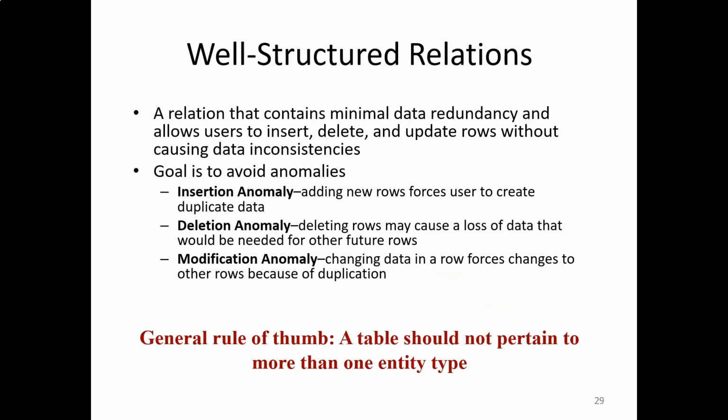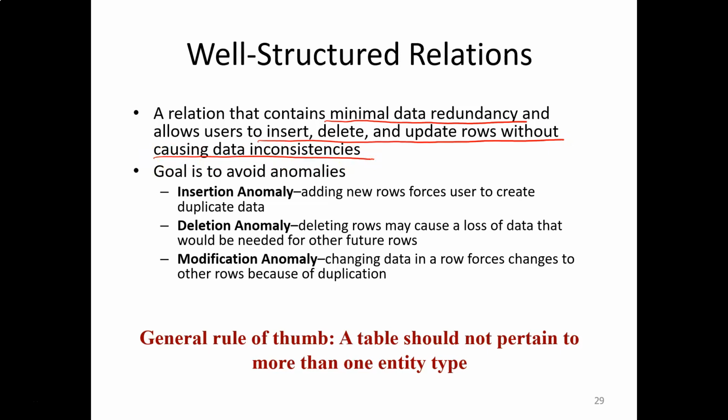So what is a well-structured table? A well-structured table is a relation that contains minimal data redundancy. So if you look at the tables we created in the last example, there is very little data duplication. The only data duplication you will see is the primary keys and the foreign keys, because the same primary key will become the foreign key in another table. So that's the only data duplication you will see. And that's the only data duplication you should see in the table if they are well structured. A well-structured relation also allows users to insert, delete, and update rows without causing any data inconsistencies.